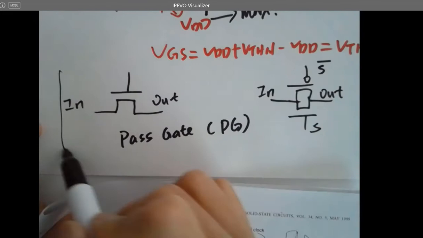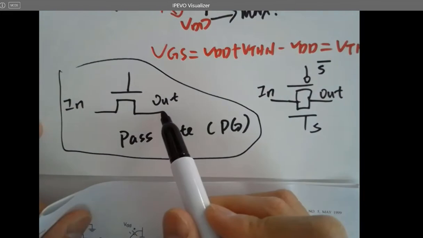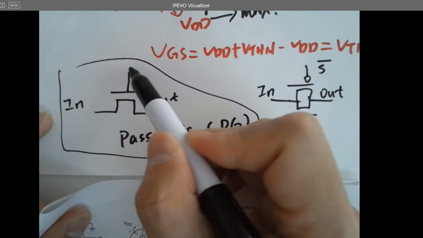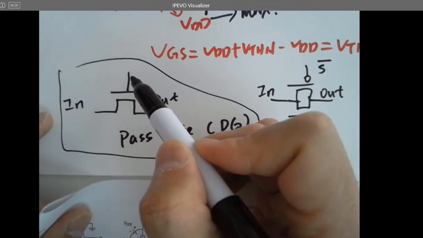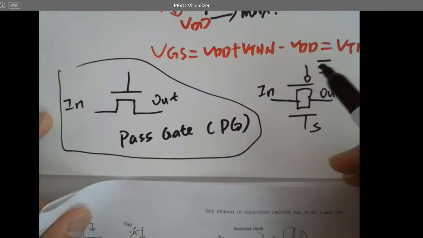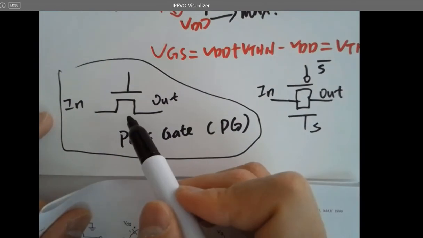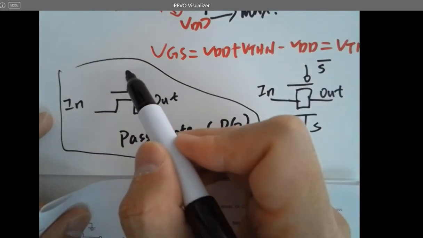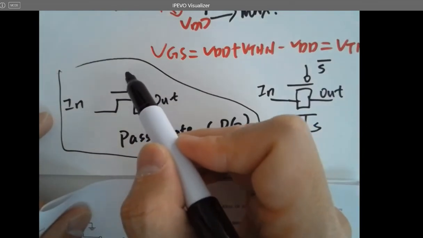If you're using this one to pass the signal over to out, you need a higher gate voltage to do that. Right? Because this is NMOS, right? It's not a PMOS. It's not very good at passing VDD. But it's still able to do that. You just need to increase the gate voltage to a little bit higher.